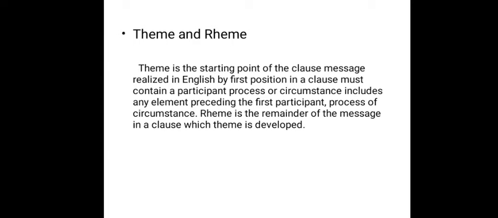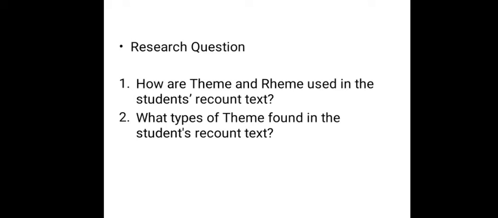Theme and Rheme. Theme is the starting point of the clause message, which in English is realized by the first position in a clause, and must contain a participant, process or circumstance, including any element preceding the first participant, process or circumstance. And then Rheme is the remainder of the message in a clause, in which the theme is developed.